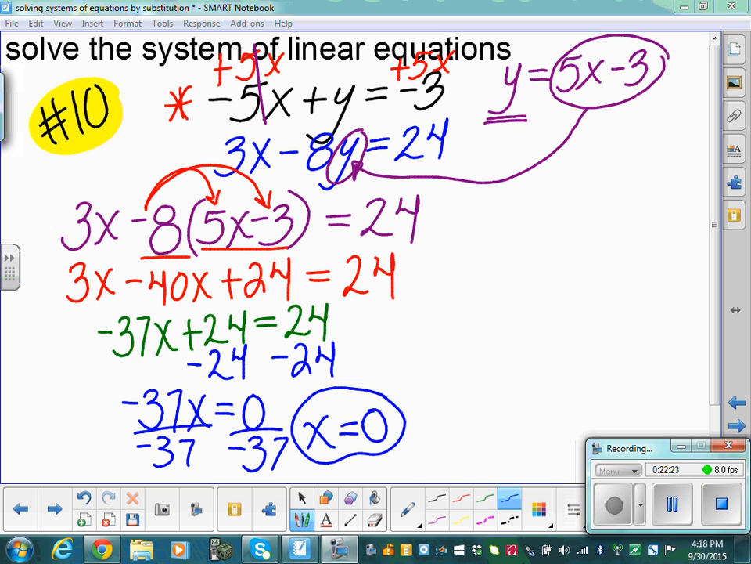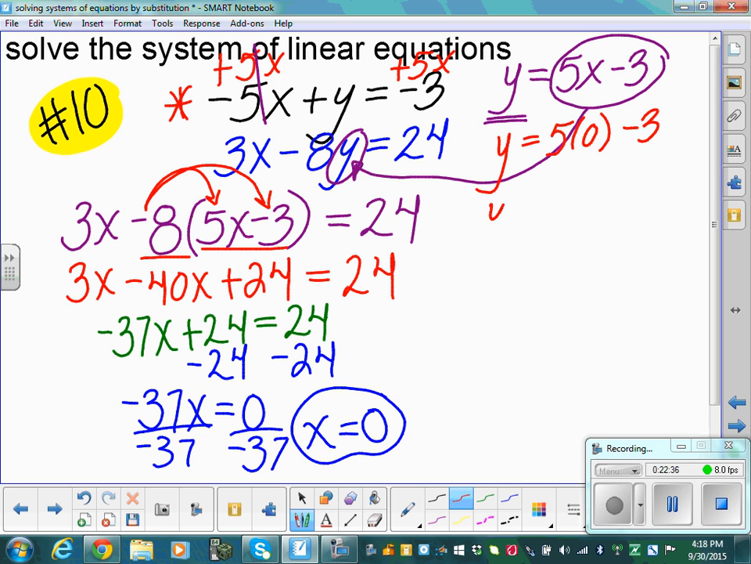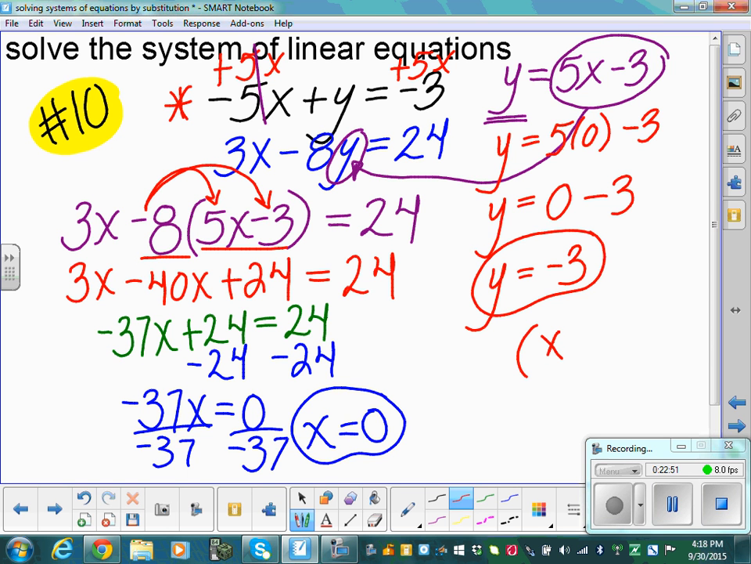All right, we're almost finished. We'll substitute that x value back into one of our original equations to solve for y. So we're going to have y is equal to 5 times x, but x is 0, minus 3. So y is equal to 5 times 0 is 0 minus 3. So 0 minus 3 is -3. So we just found our y value to be -3. Our final answer we write as x comma y. So we're going to have 0 comma -3. And this would be our final answer.